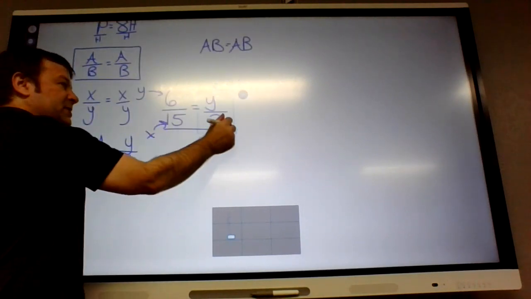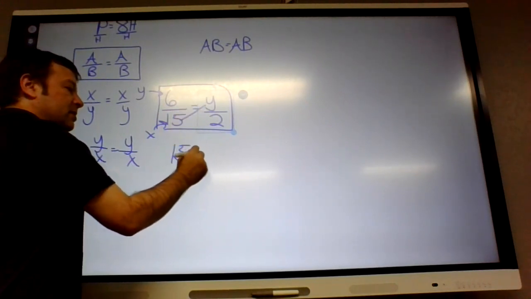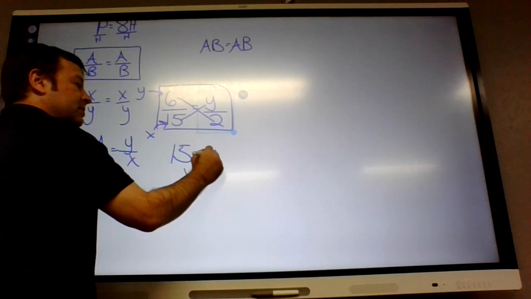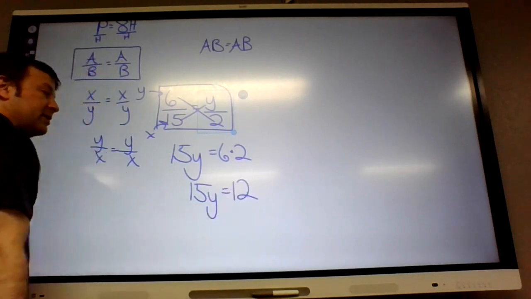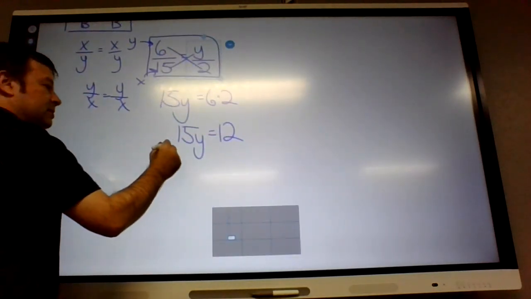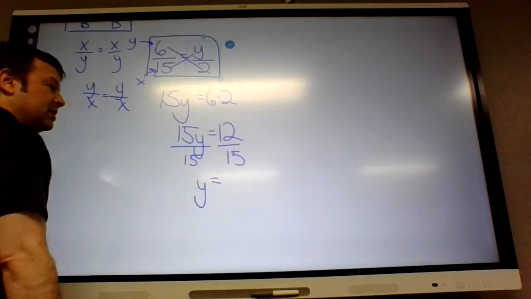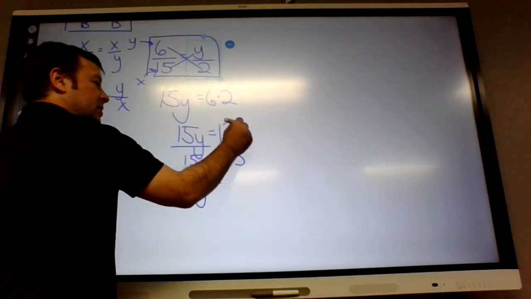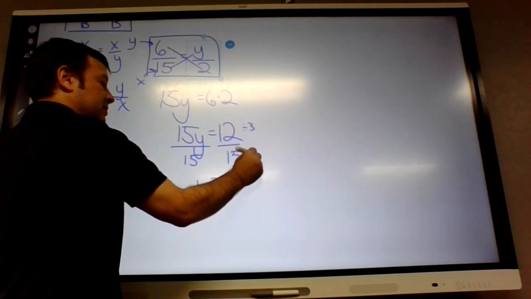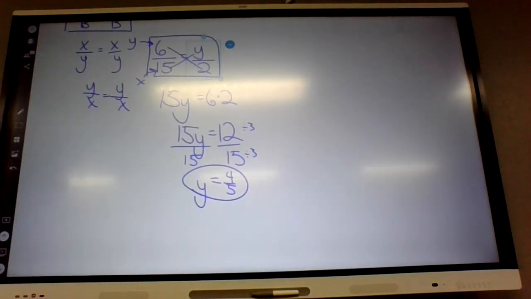You guys remember how we solved these? It's been a couple chapters. Cross multiply. 15 times y equals 6 times 2. So how do I solve this for y? Divide by 15. Is that going to work out well? Well, it's going to be a fraction. 12/15 does not divide well, but it does reduce. If you divide by 3, it's 4/5. Or if you put 0.8, that's okay. The worksheet put 4/5.